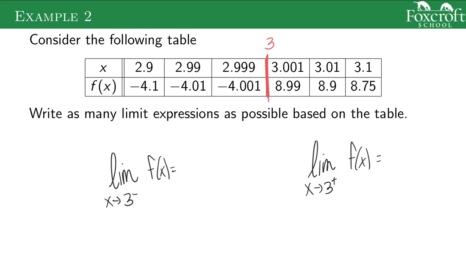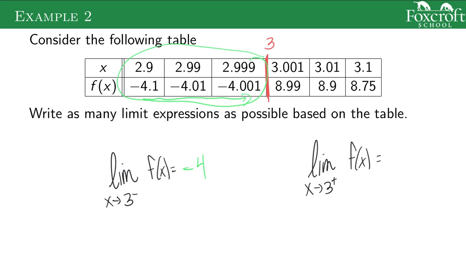If we're looking at the left, we're just looking over here. We don't care about anything to the right of that red line. And what's happening to our y values, you can see they're getting closer and closer to -4. So just on the left of 3, my y values are getting close to -4.